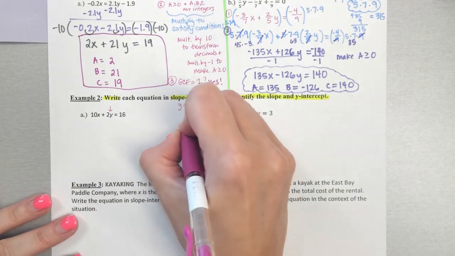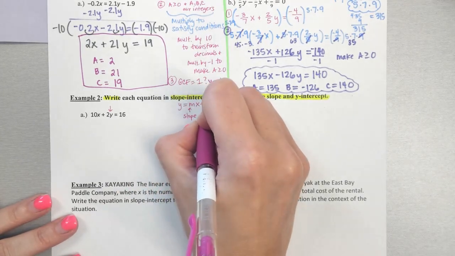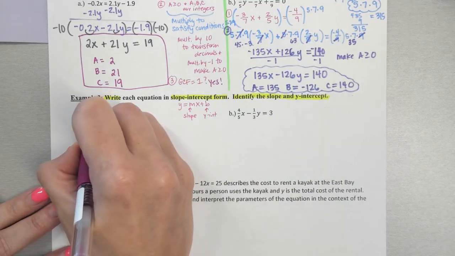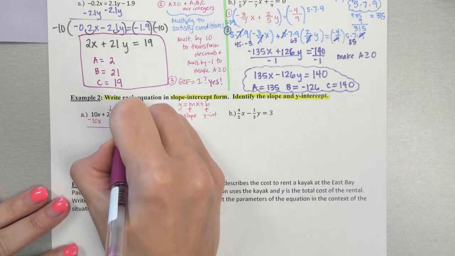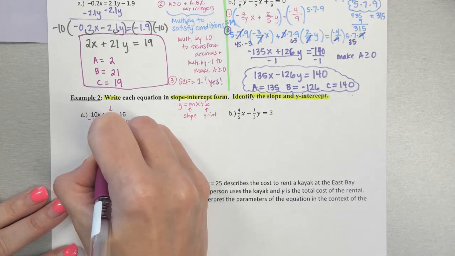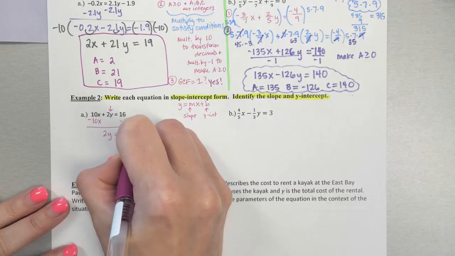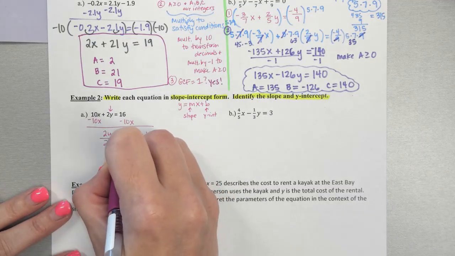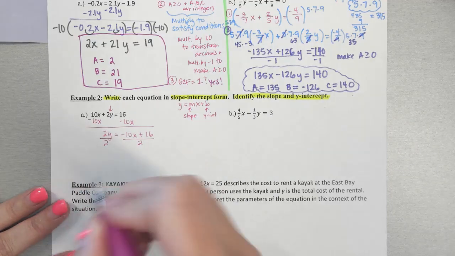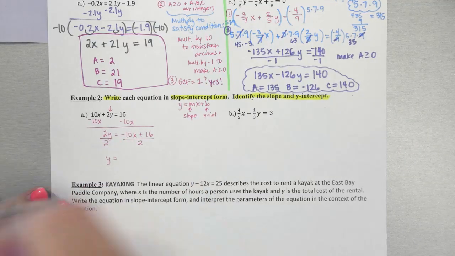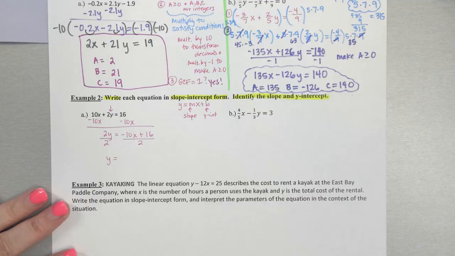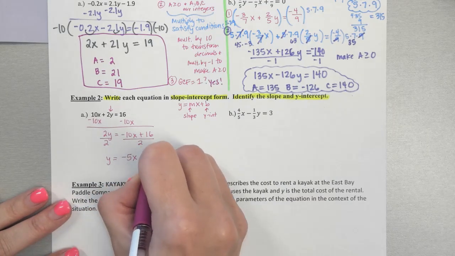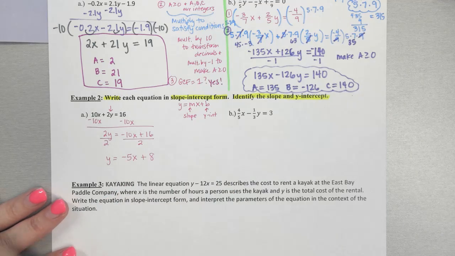Okay, your m is your slope. The b is the y-intercept. We also reviewed that when we were graphing. Okay, so you have 2y is equal to negative 10x plus 16. The x is going to go in front. Now, when you're dividing that whole side by 2, you're dividing both of these by 2. So negative 10 divided by 2 is negative 5. 16 divided by 2 is 8.